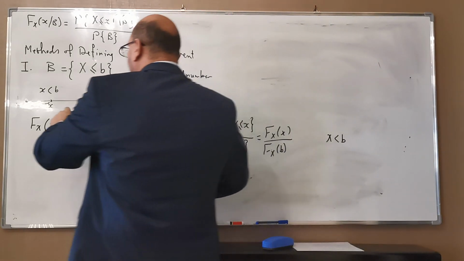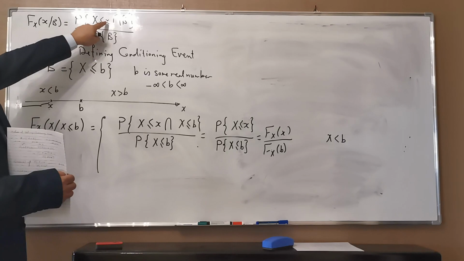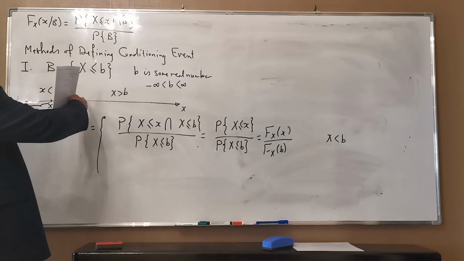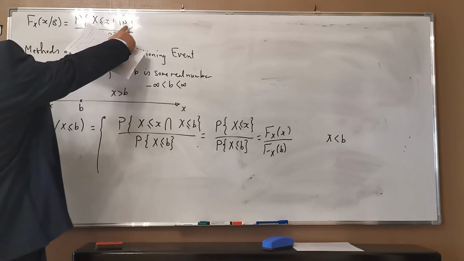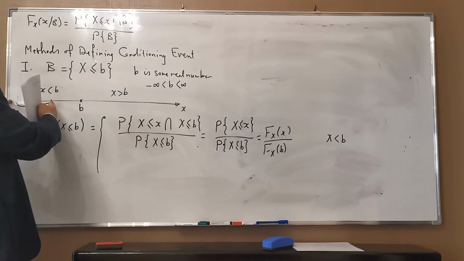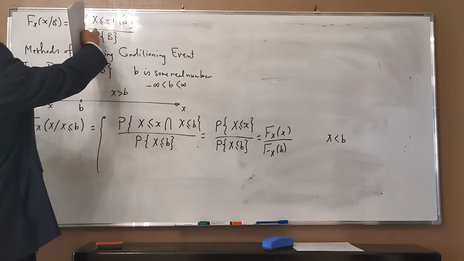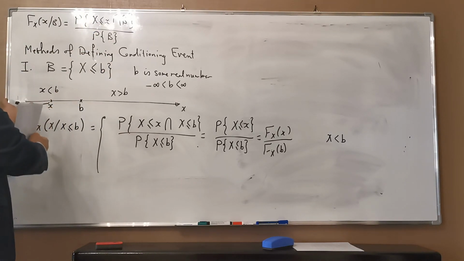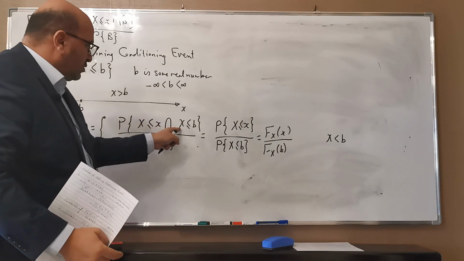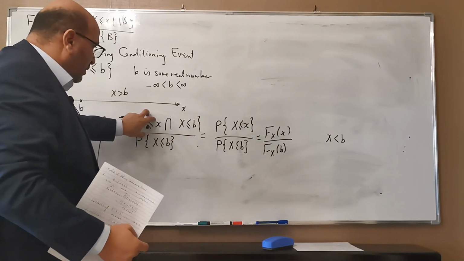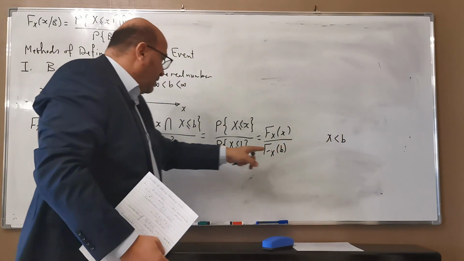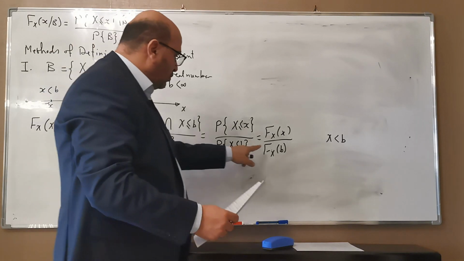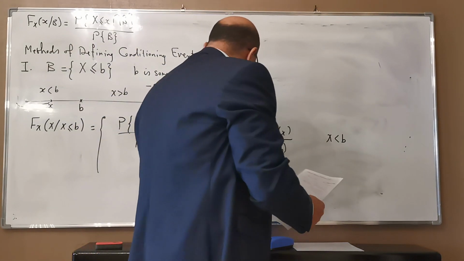So if we choose x here to be less than b, then from minus infinity to b, this is the event b. From minus infinity to x, this is the event a, which is x less than or equal small x. So their intersection is the smaller one. The intersection of this one with x less than b is equal to this one. So this is what we will get for this part.